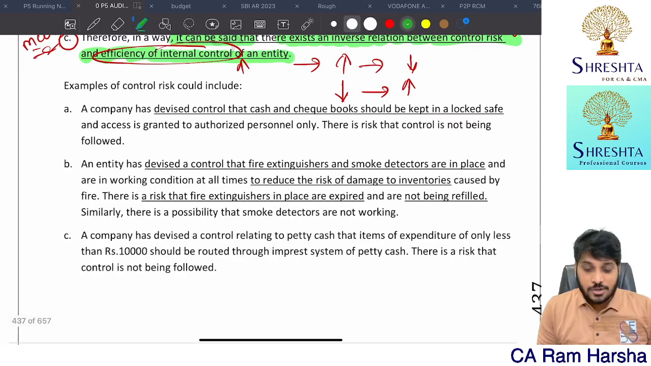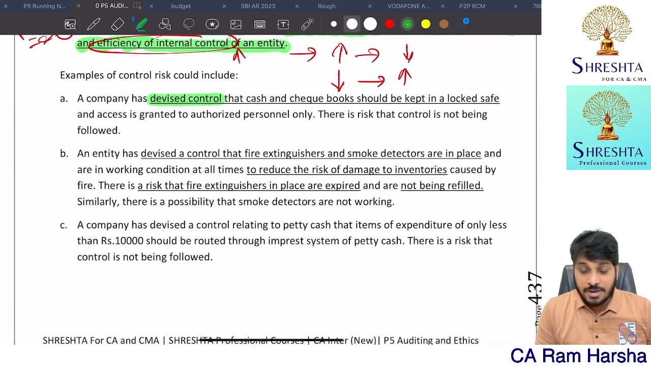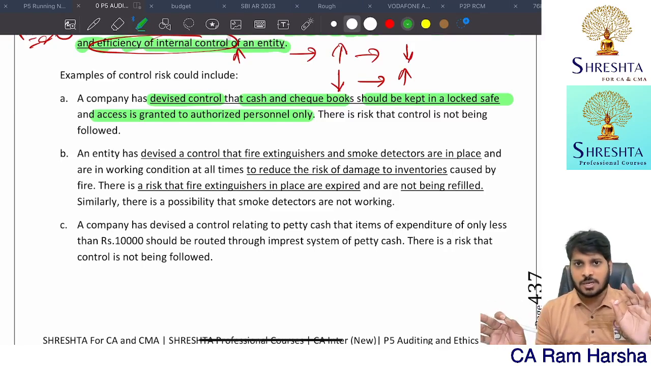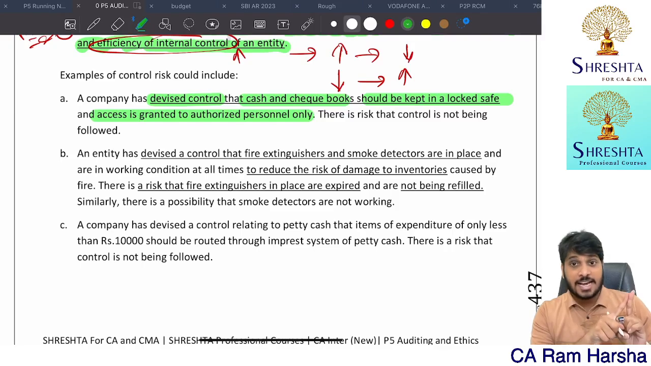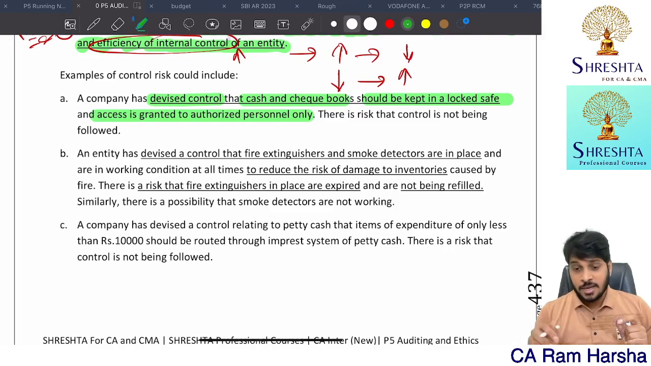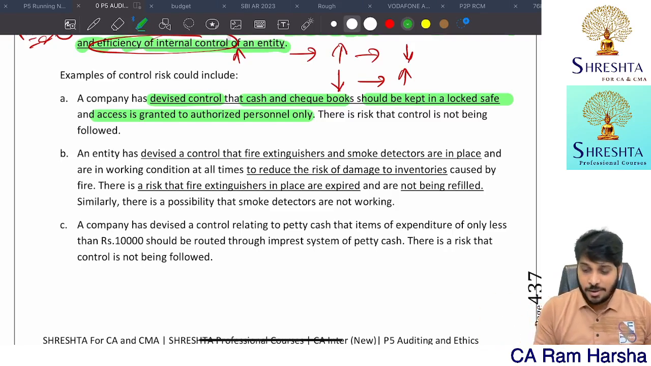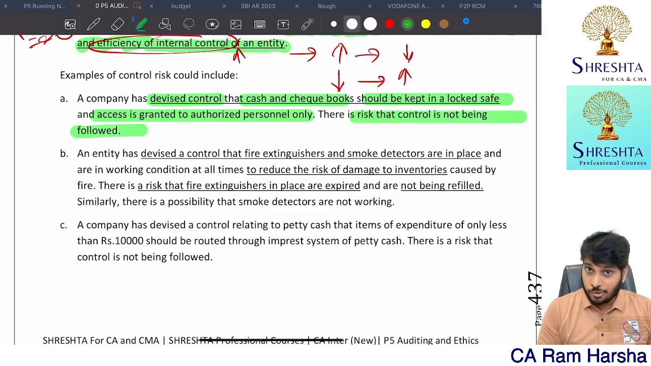So examples of control risk, what are they? Suppose a company implemented a control: cash and checkbooks should be kept in a locker, and access is granted only to authorized personnel. Only the authorized person, like the bank manager, has access to the lockers where customers' jewelry is kept. When you go to the locker, you have one key, the banker has one key, and those keys are in the custody of the bank manager. What is the risk here? What if the keys are in the custody of the security guard? The security guard also can access the keys. There is a risk that the control is not being followed.